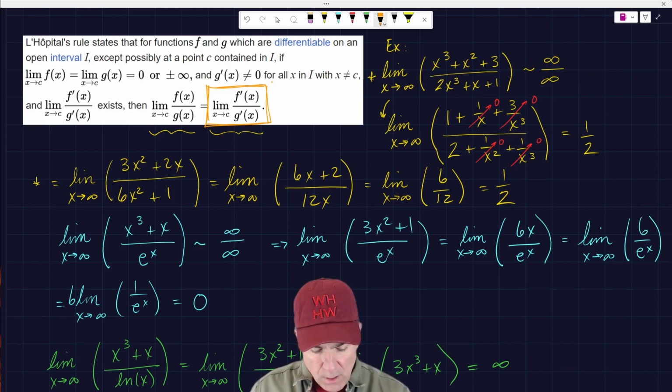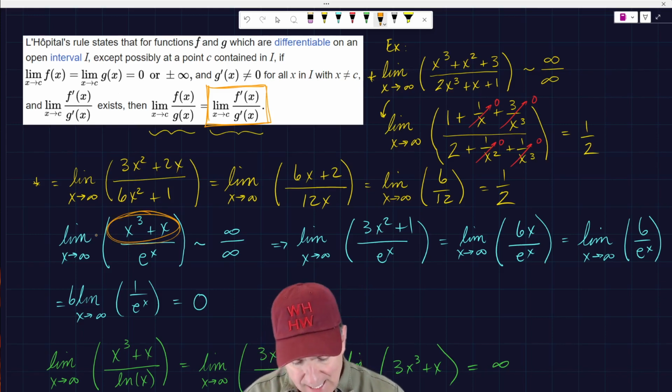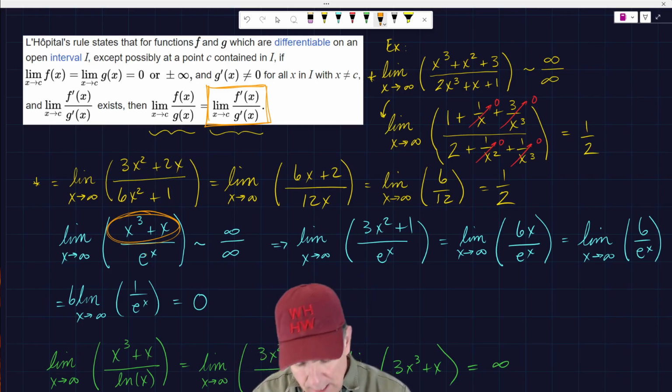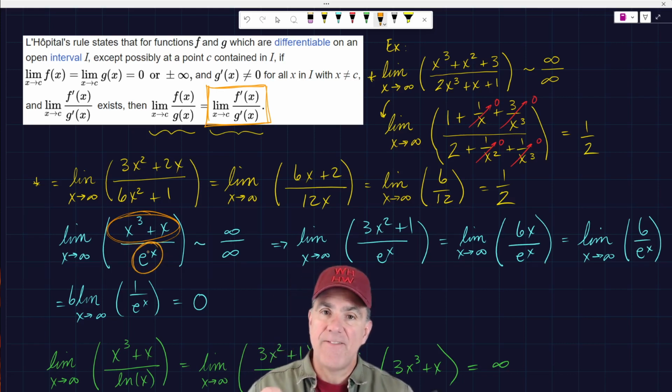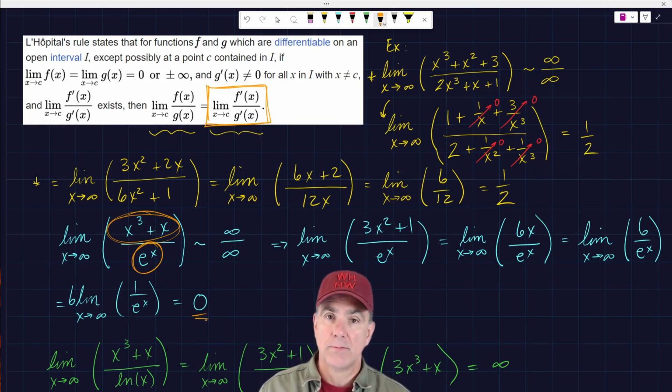So what we see with the exponential is the polynomial function x cubed plus x is going to infinity, but it's going slowly compared to the exponential e to the x. e to the x is a faster function. And because it is going to infinity faster, the limit of this ratio turns out to be 0.